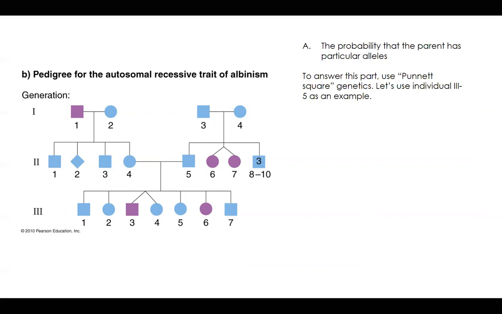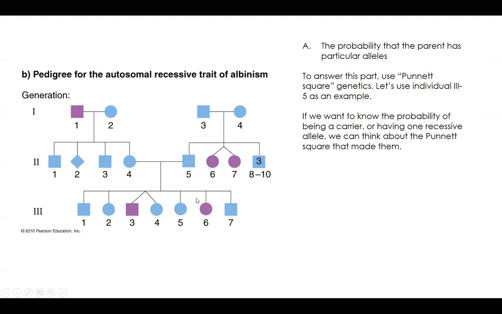So we're going to use individual 3-5. The question here would be, if individual 3-5 had an offspring, what would be the probability that they would have albinism, or they would have the recessive allele? So notice we can't be entirely sure about their genotype, their status, because they could be homozygous dominant. We don't know if they even have that allele. So we're going to have to calculate probabilities in the absence of any information about their offspring.